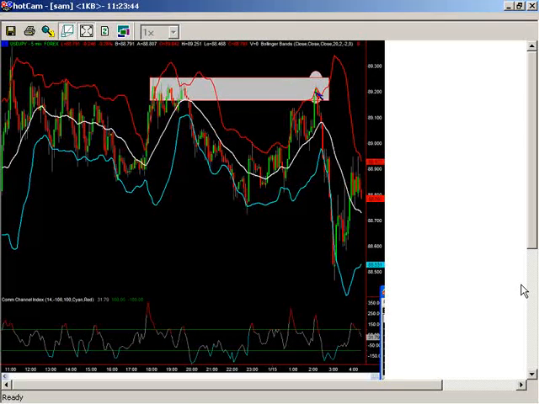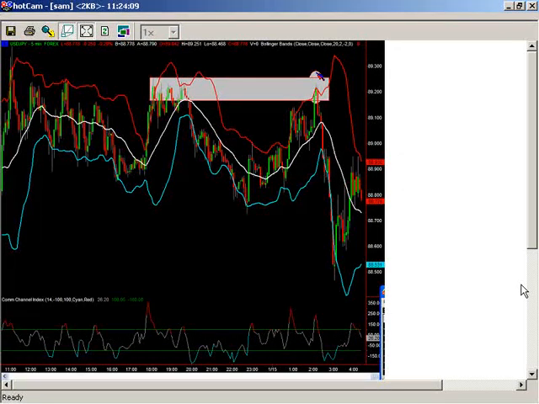The two ways that you can enter this position: you can use the supply level itself. You can let prices come into the area, and once all your criteria become true, you can then sell short as prices decline from the area. And when you do, you would put your stop just above the area.